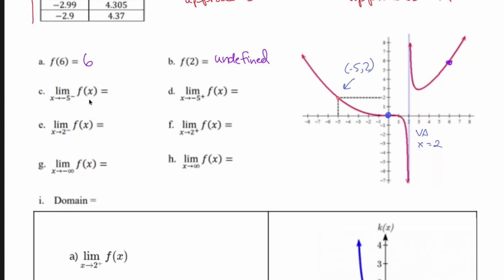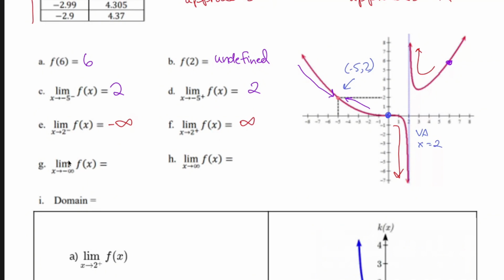As I approach -5 from the left, I'm approaching the hole, which is 2. And as I'm approaching -5 from the right, I'm also approaching 2. As I approach 2 from the left, I'm going downward, which is -infinity. And as I'm approaching 2 from the right, I'm going upward, which is positive infinity.